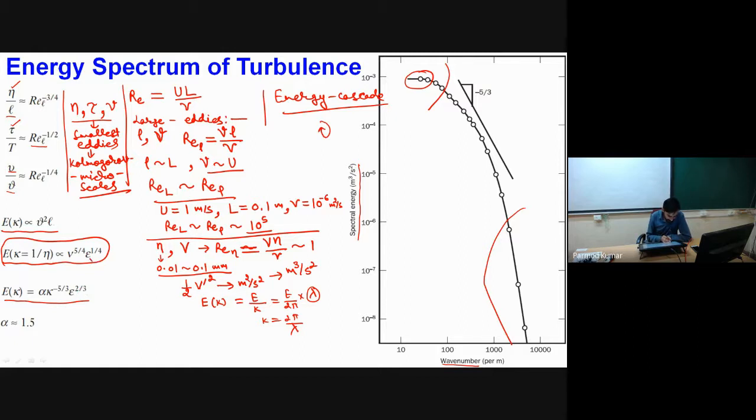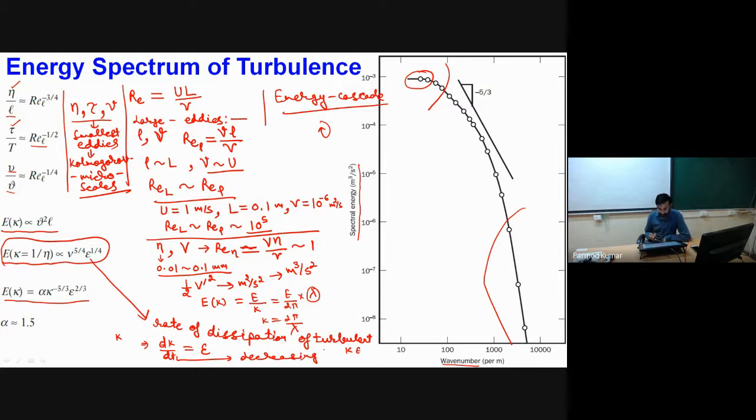This epsilon here is a very, very important quantity, which is called the rate of dissipation of turbulent kinetic energy. Okay, how to determine this rate? If K is our kinetic energy, then the rate of change of kinetic energy will be dk by dt. So dk by dt is our epsilon if dk by dt is decreasing. So if dk by dt is decreasing, it means the rate of change of kinetic energy is decreasing.